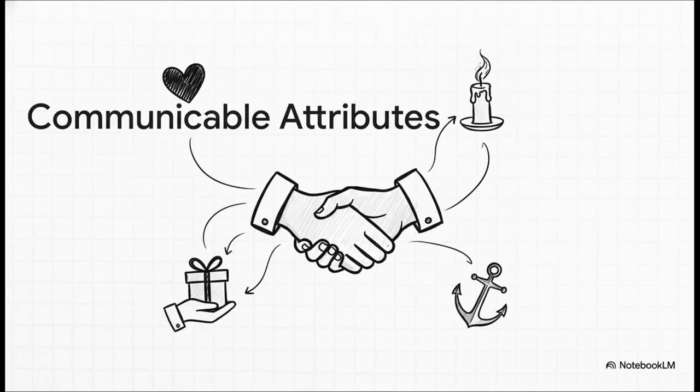But on the other hand, you've got the communicable attributes, and this is where the relationship part really comes in. The Psalms are constantly praising qualities like compassion, grace, patience, abounding love, and faithfulness. These are the characteristics that actually make a relationship with the divine possible, and they're a constant source of praise.